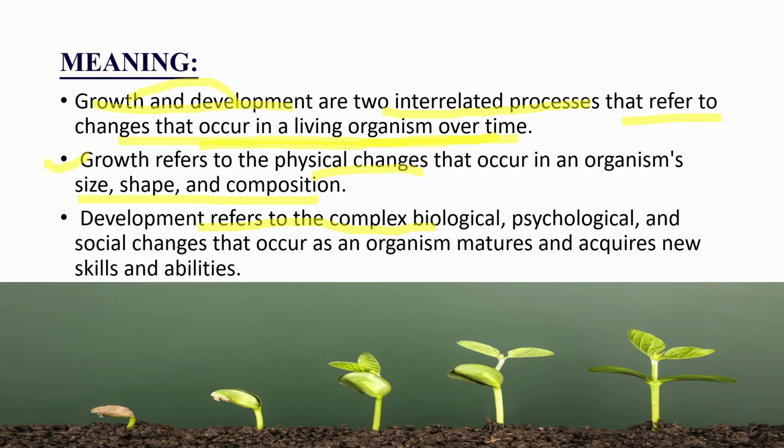Development refers to the complex biological, psychological, and social changes that occur as an organism matures and acquires new skills and abilities. Development refers to the gradual changes that occur as the child matures and learns new skills and abilities. For example, at first the child learns to sit, then walk, then speak and interact with others. So this is a gradual process. We can say that growth mainly refers to physical changes, whereas development refers to the overall progress of the child in different areas.